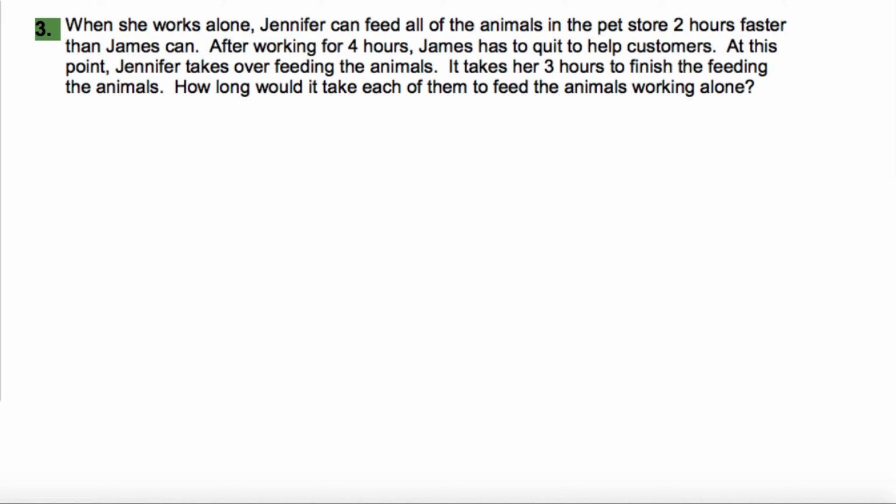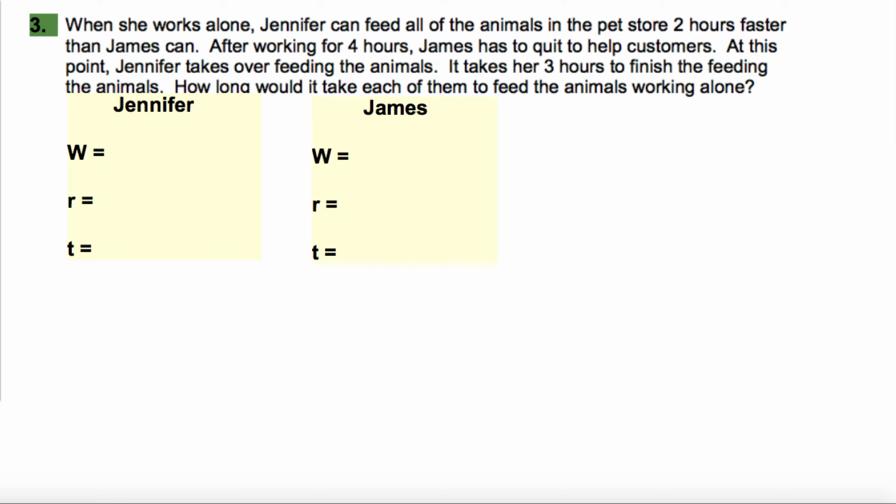When she works alone, Jennifer can feed all of the animals in the pet store 2 hours faster than James can. After working for 4 hours, James has to quit to help customers. At this point, Jennifer takes over feeding the animals. It takes her 3 hours to finish feeding the animals. How long would it take each of them to feed the animals working alone?